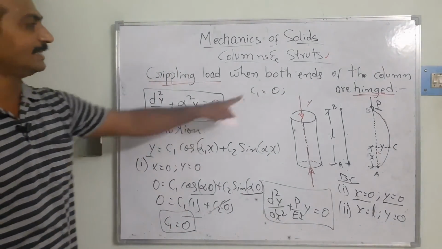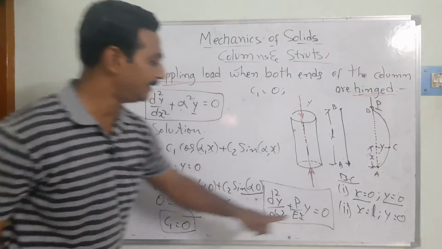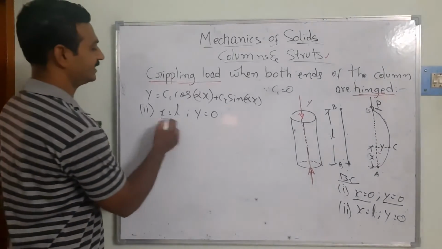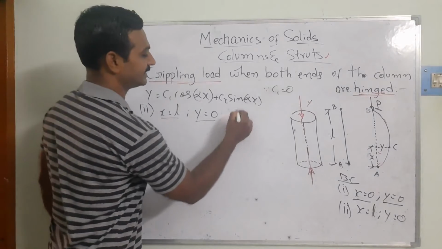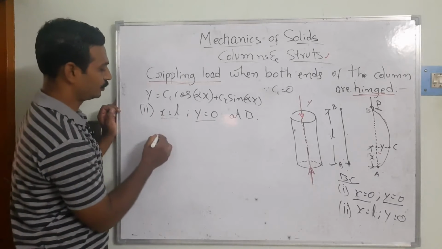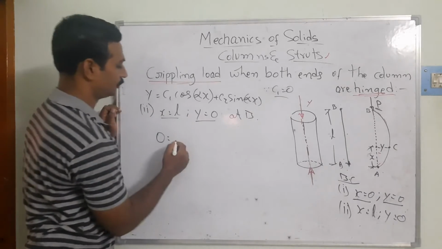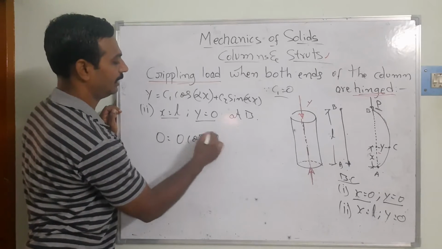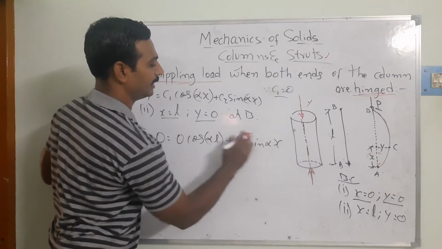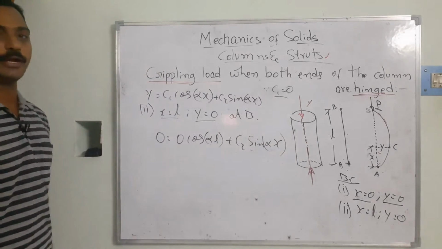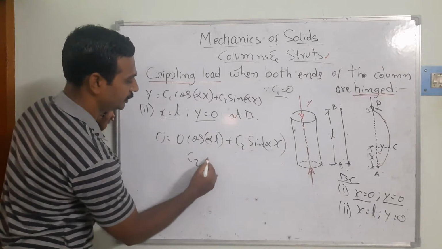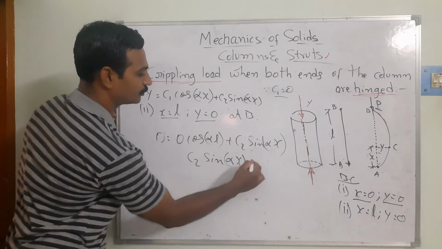Once I have found c1, I will substitute the second boundary condition to get the c2 value. Here the second boundary condition is x is equal to L and y is equal to 0. This is at point B. So now I substitute y is equal to 0. We already know c1 is equal to 0, so 0 into cos alpha L is 0, and we get c2 sin alpha L. Once we apply this, the result is 0, so finally c2 sin alpha L is equal to 0.